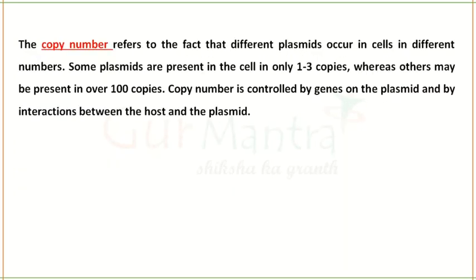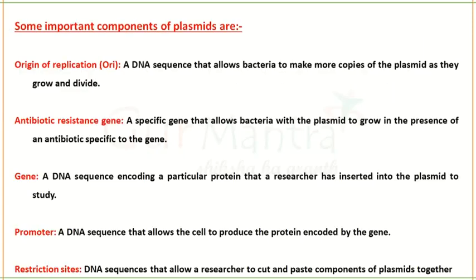So one more term which you should be highly familiar with is copy number. The copy number refers to the fact that different plasmids occur in cells in different numbers. How many plasmids are present within a cell is called copy number. Some plasmids are present in the cell in 1 to 3 copies, whereas others will be in hundreds of copies. So it is a good characteristic of a plasmid vector that it has a high copy number. Okay, a plasmid vector should have a high copy number.